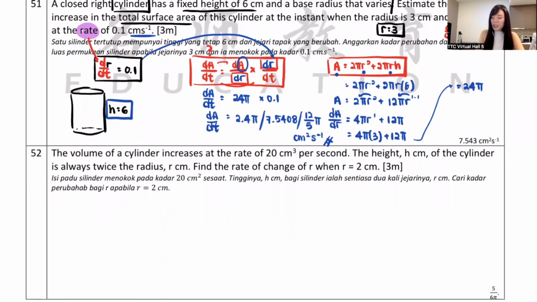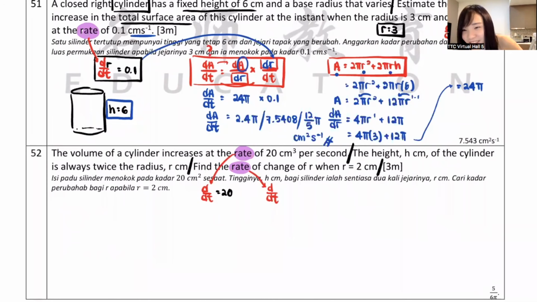So 52. The volume of a cylinder is increasing at the rate of 20 cm cubed per second. The height of the cylinder is always twice the radius. Find the rate of change of R when R equals 2. I read again. The keyword is rate here. I repeat, rate always represents d something dt. One of it, they tell me 20.